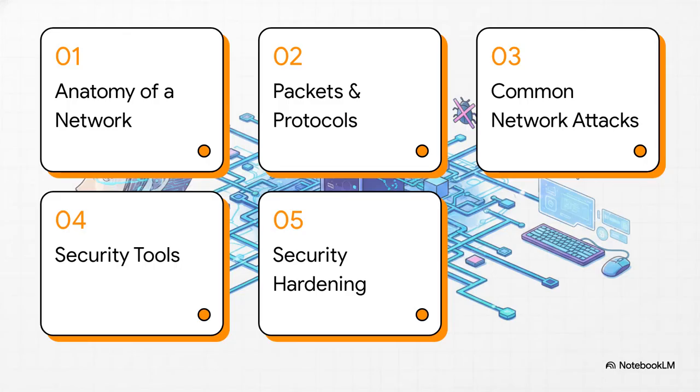Okay, let's dive into this and lay out our roadmap. We are basically going to build our network, attack it, and then secure it, step by step. We'll start with the anatomy of a network, move into data packets and protocols, look at common network attacks, outline essential security tools, and finish up with security hardening practices.